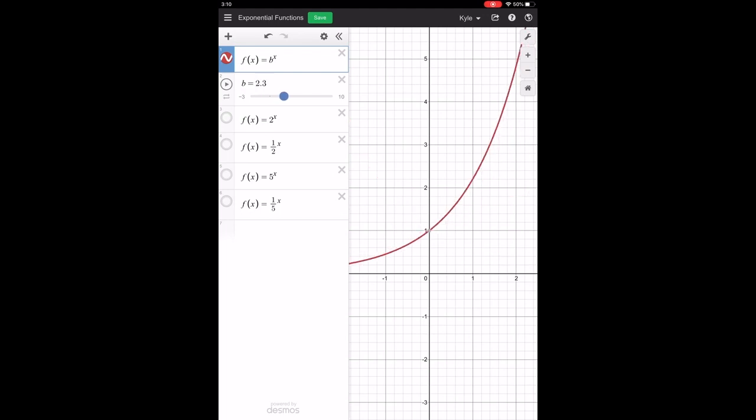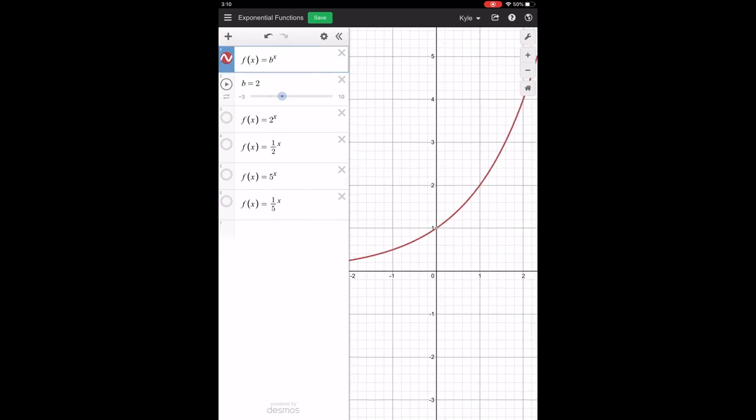Again, if I was at positive 2 for b, I would have 1 getting me 2, and I would have negative 1 getting me a half. There we go. So knowing what happens when x is 1 and x is negative 1 helps me determine the shape of the graph. I can know relatively how narrow or how wide it is.